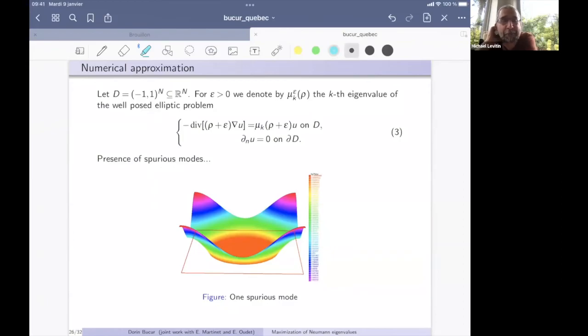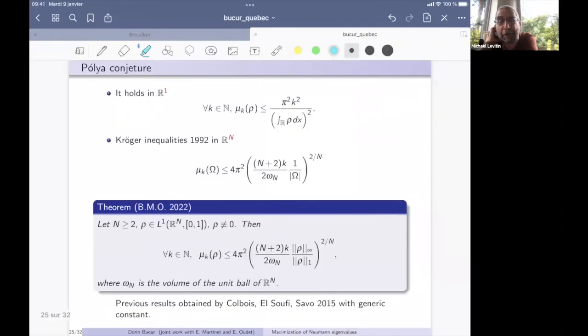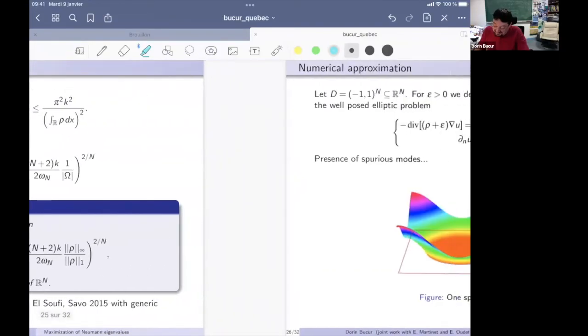It's funny. People in Sturm-Liouville theory may know a lot about that because they consider it an exotic Sturm-Liouville problem. Yeah, I see.